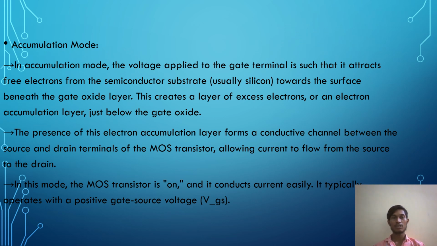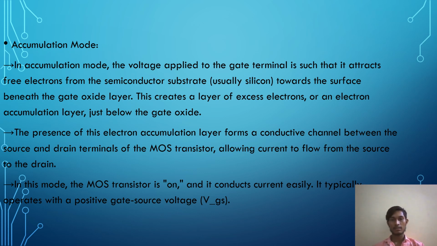Accumulation mode. In accumulation mode, the voltage applied to the gate terminal is such that it attracts free electrons from the semiconductor substrate towards the surface beneath the gate oxide layer. This creates a layer of excess electrons, an electron accumulation region, just below the gate oxide. The presence of the electron accumulation layer forms a conductive channel between the source and the drain terminal of the MOS transistor, allowing current to flow from the source to drain.